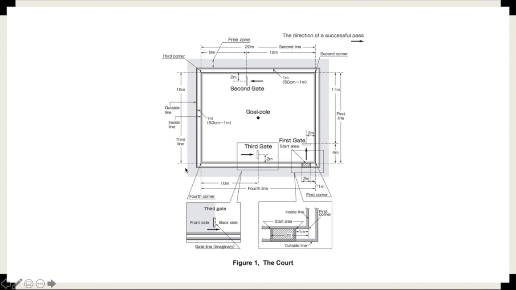Moving along down the rulebook, the number 2, which is circled, it says the outer field is a fixed area 1 meter in width, in principle, that lies outside the inner field. Its outer edge shall be bounded by the outside line, and its inner edge shall be bounded by the inside line. The width of the outer field shall be set between 50 centimeters and 1 meter.